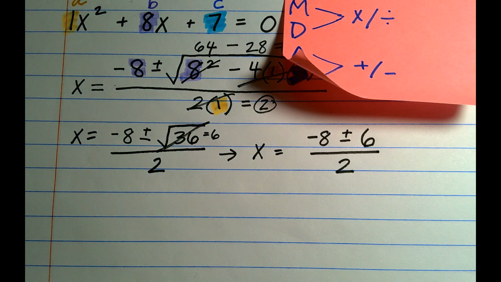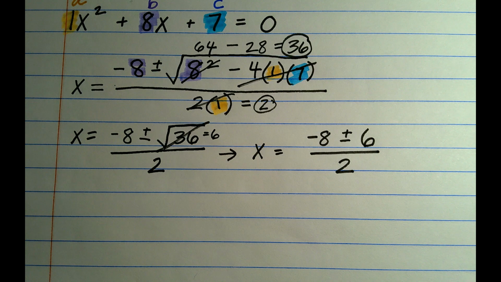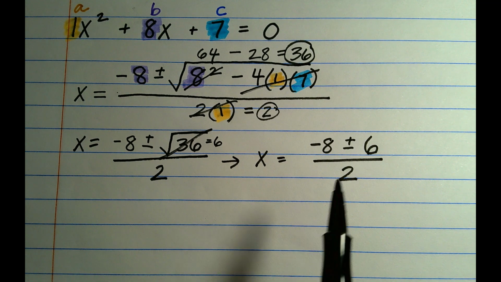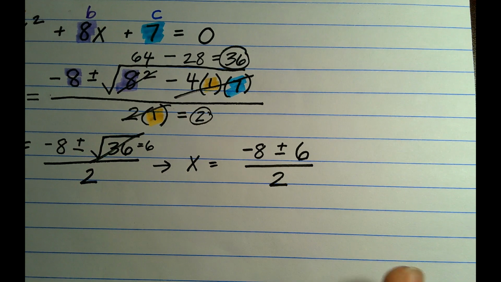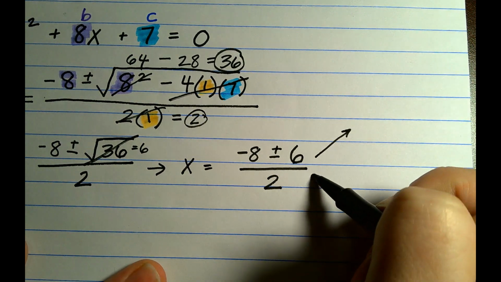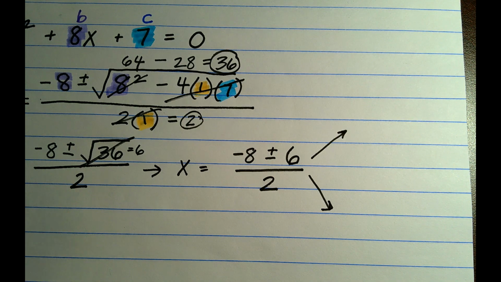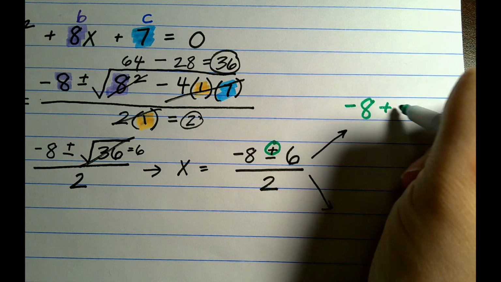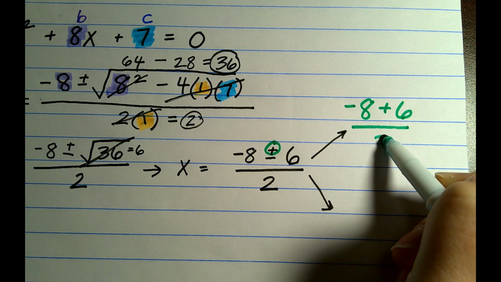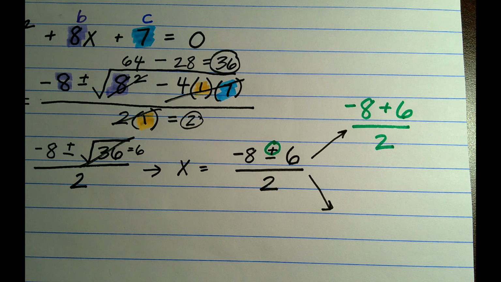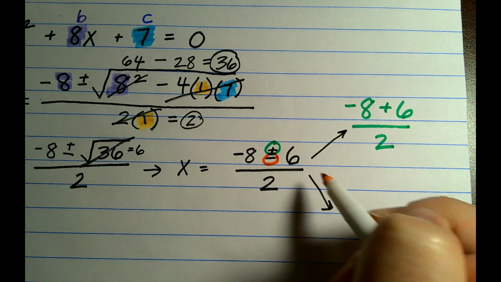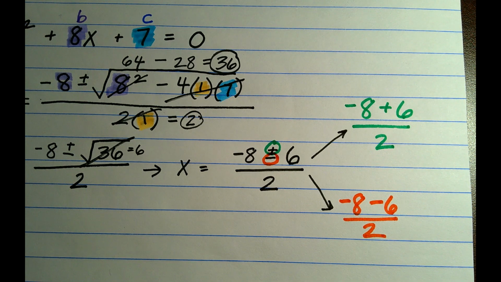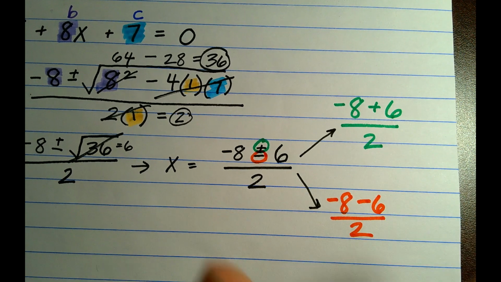Do we see what I just did there? So we do -8 plus 6. Yes. So we could separate these. Let's do that. Now we have plus and minus. So we have -8 plus 6 over 2, and -8 minus 6 over 2. Okay, so you said -8 plus 6 is -2.